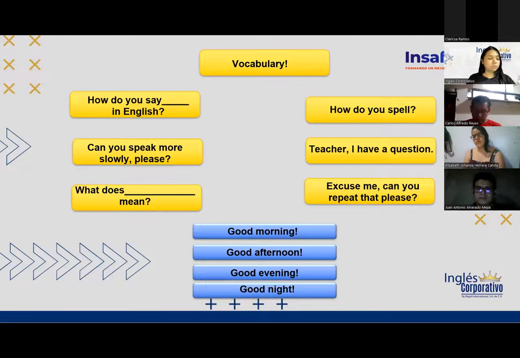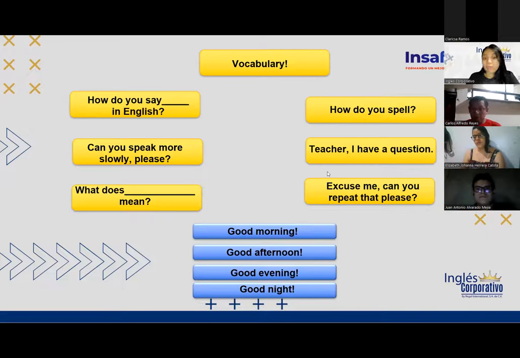O sea, cuando yo me voy a despedir de alguien, puedo decir good night. Yeah. Goodbye. Goodbye, okay. O good night. Depende. Si usted le quiere decir a esa persona buenas noches para despedirse, good night. Ya para despedirse, le vuelvo a decir good night, o goodbye. Despedirse, goodbye. Correct. Thank you. All right.